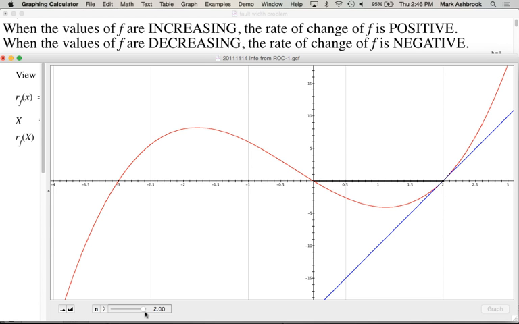So this has to do with what we're going to do next, which is called the second derivative. The derivative of the first derivative tells us how the rate is changing. How fast is the rate of change changing?